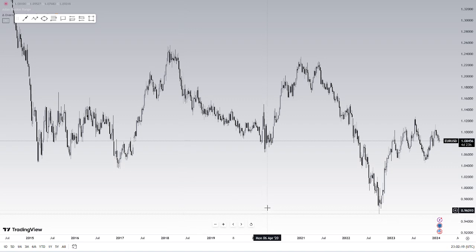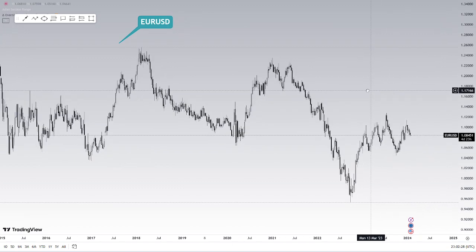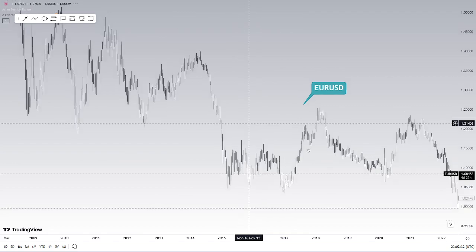So here we're going to be using an example from Euro USD. So I'm just going to label this at the top. So here we have Euro USD. And this is the weekly time frame where we're going to begin. So as you can see, the Euro USD is pretty much bearish, and it has been for years, right?